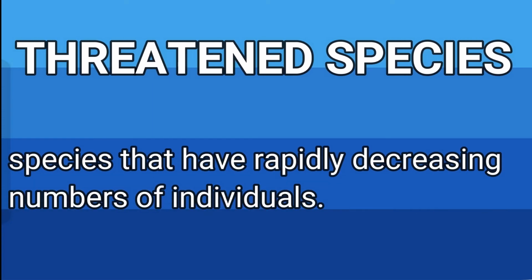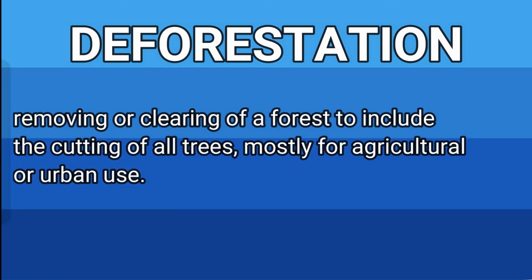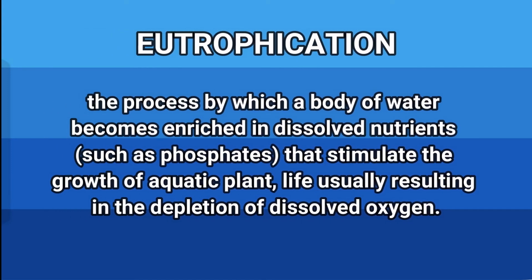Threatened species. Species that have rapidly decreasing numbers of individuals. Deforestation. Removing or clearing of a forest to include the cutting of all trees, mostly for agricultural or urban use. Eutrophication. The process by which a body of water becomes enriched in dissolved nutrients, such as phosphates, that stimulate the growth of aquatic plant life, usually resulting in the depletion of dissolved oxygen.